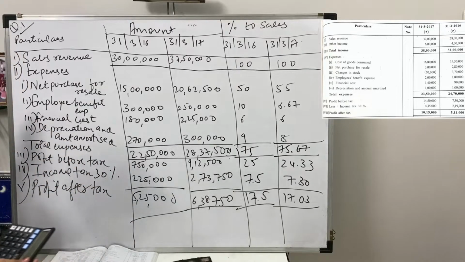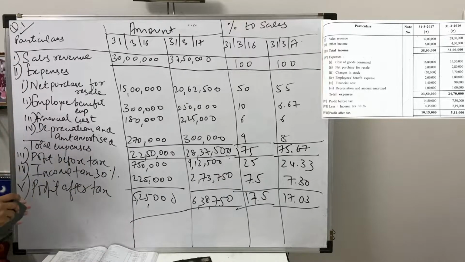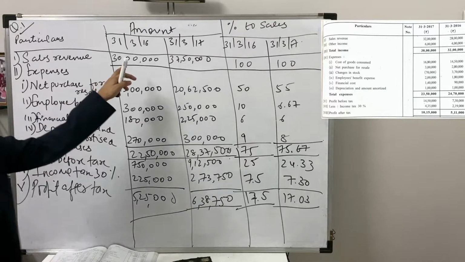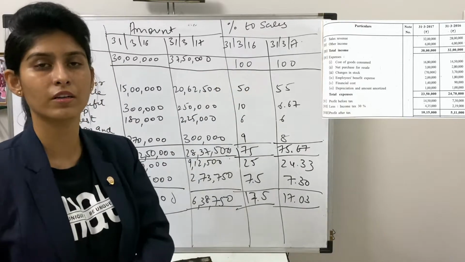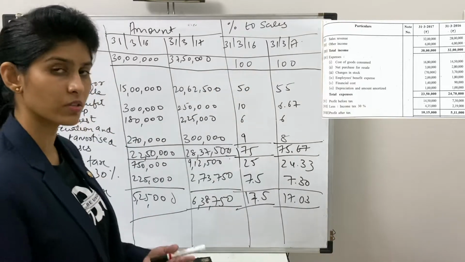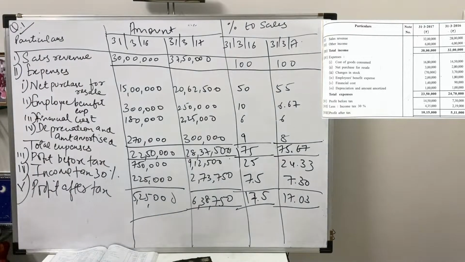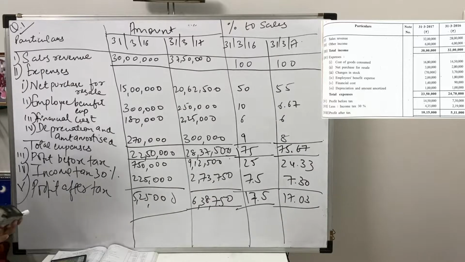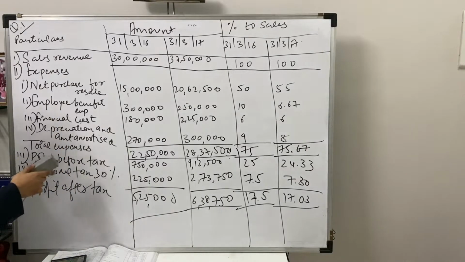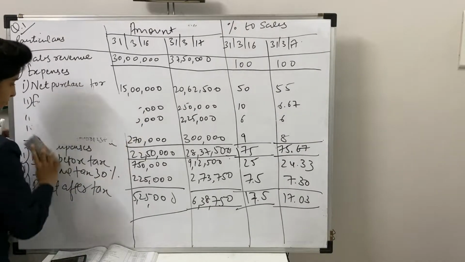So this is your first question. It includes very basic things and it includes everything, even your format also, even your solution also. And to consider this 100 is the basic part to solve any sum on common size P&L account, or you can say common size income statement. Now, when you're done with the first sum, we'll move on to the second sum. I hope this much part is noted.